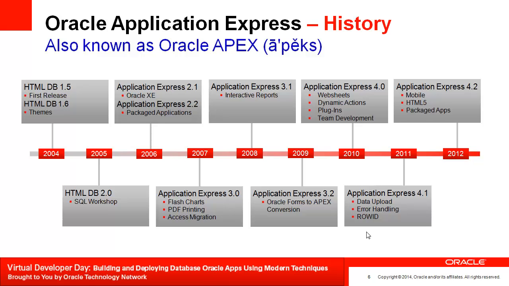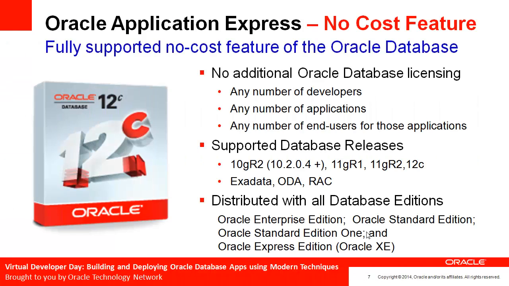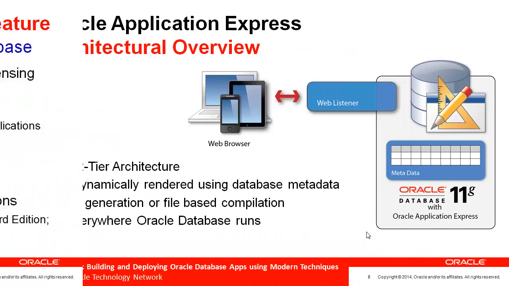Application Express has been around since 2004. Back then it was called HTMLDB. And then in 2006 it changed to Application Express. We come out with a release about once a year. It's a no-cost feature of the Oracle database, so you can build as many applications as you like with as many developers, any number of users, all without paying any additional licensing costs. That licensing also covers full Oracle support. So if you have any issues, you can contact Oracle support regarding Application Express. It's supported with anything from 10.2.0.4 and above in all editions of the database.